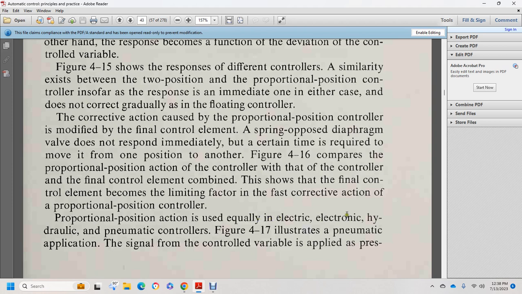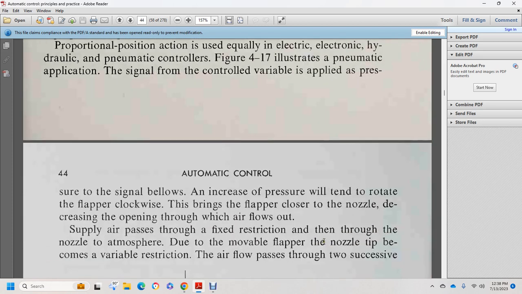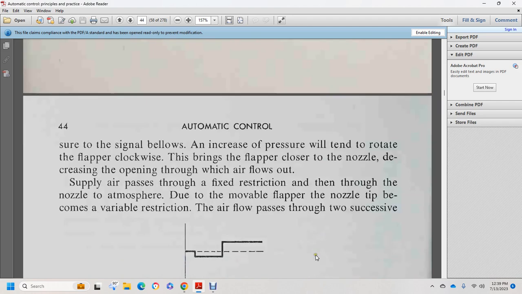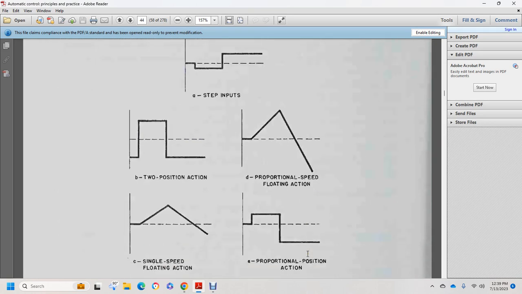Proportional position action is used equally in electric, electronic, hydraulic, or pneumatic controllers. Figure 4.17 illustrates the pneumatic action of a single control variable applied as a pressure signal to a bellows. An increase of the pressure tends to rotate the flapper clockwise, bringing the flapper close to the nozzle, through which air flows out. Air is supplied through a fixed restriction and through the nozzle to the atmosphere. The movable flapper over the nozzle tip acts as a variable restriction, and the airflow passes through the two successive restrictions, giving a step input, the two position action.